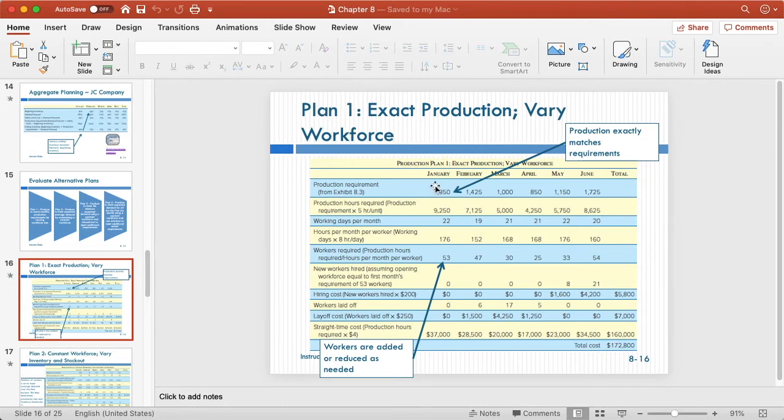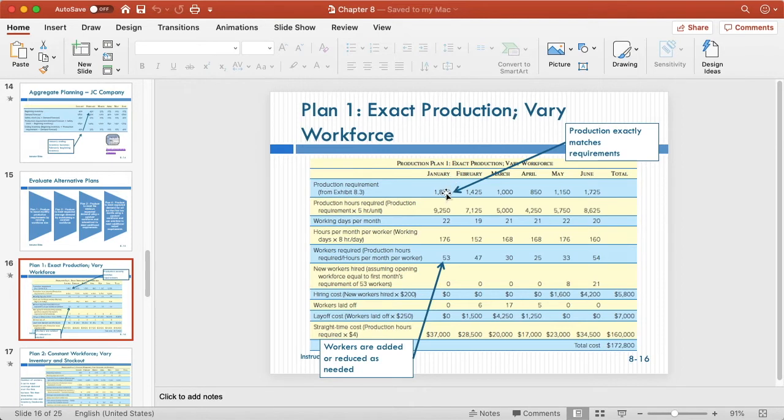Actually, you see there are a lot of numbers showing on this slide. I understand it looks very complicated, but actually the idea is very simple. Let me show you the inside of this. All right, let's start from January.